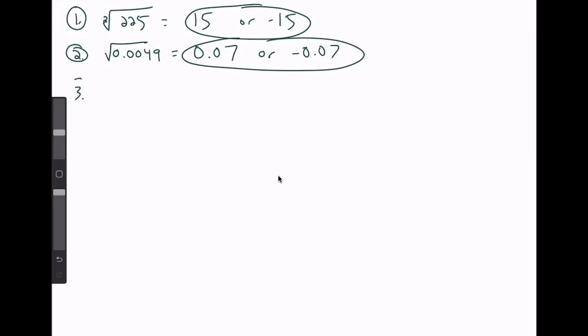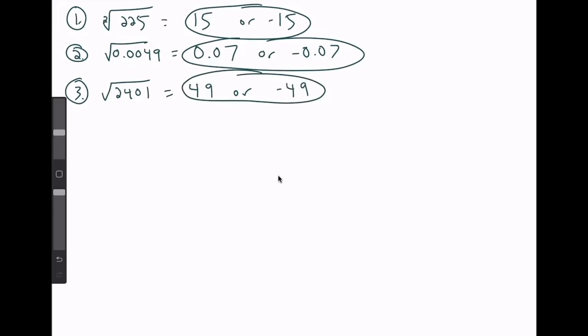Number 3. We're still dealing with square roots. The square root of 2401. You can draw that 2 out in front if you feel like you're going to keep forgetting the index is 2. But the square root of 2401 is 49, or negative 49, because negative 49 times negative 49 gives you 2401. That's number 3.